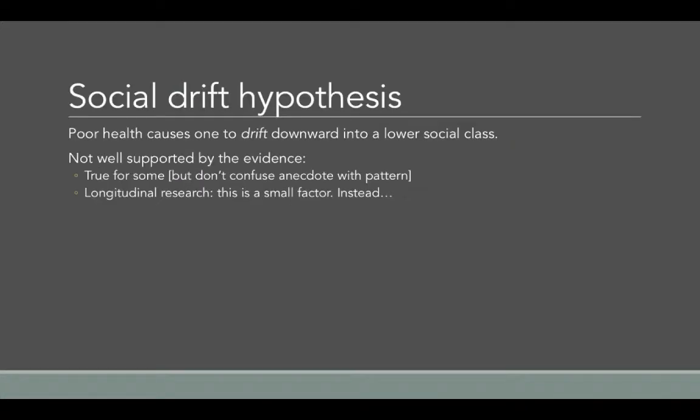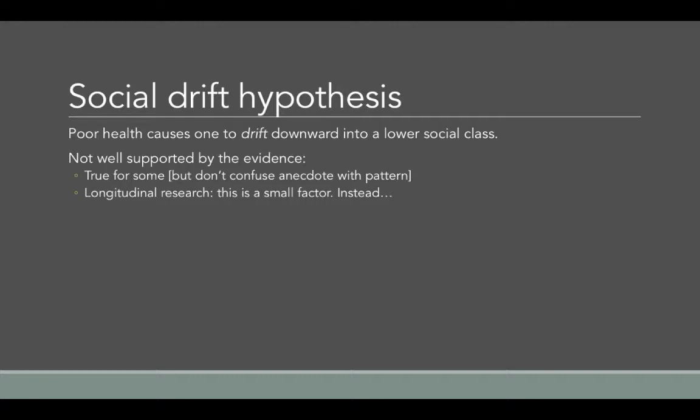So, focusing first on the social drift hypothesis, the argument here is that poor health causes one to drift downward into a lower social class. This hypothesis is actually not very well supported by the evidence. So it's true for some people, right? It is true that there are cases where people have illnesses that take them away from their jobs, contribute to unemployment, in some cases even may lead to homelessness.